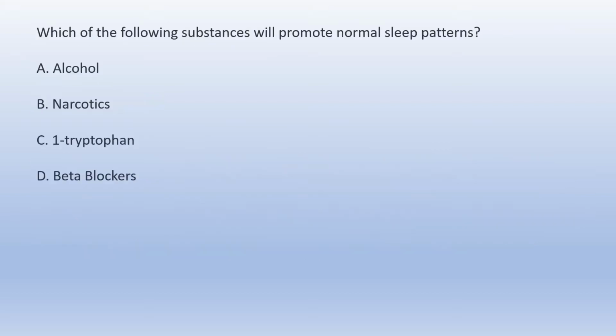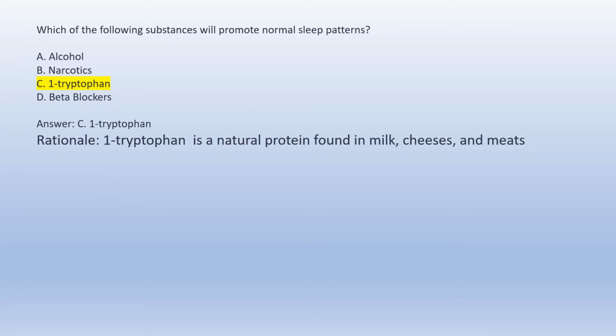Which of the following substances will promote normal sleep patterns? A. Alcohol. B. Narcotics. C. L-tryptophan. D. Beta blockers. Answer: C. L-tryptophan. Rationale: L-tryptophan is a natural protein found in milk, cheeses, and meats.